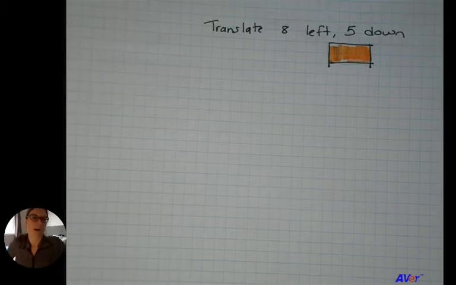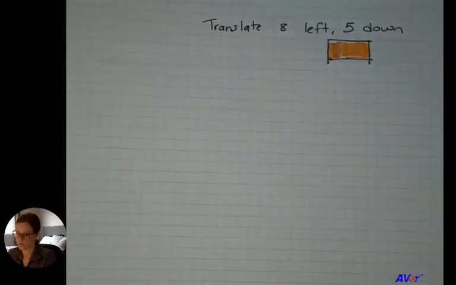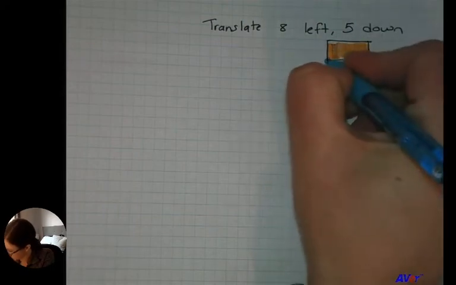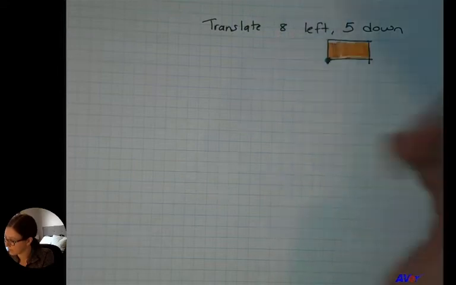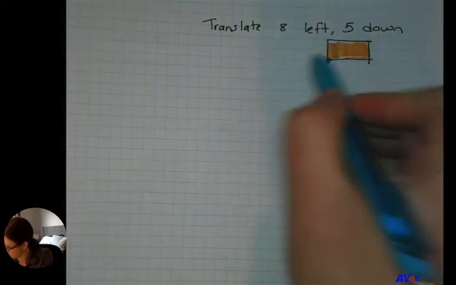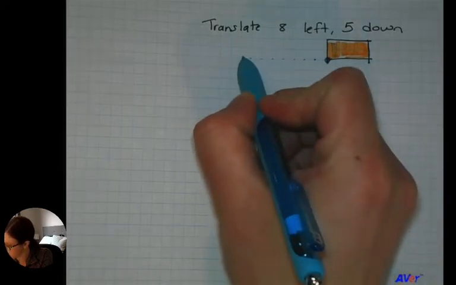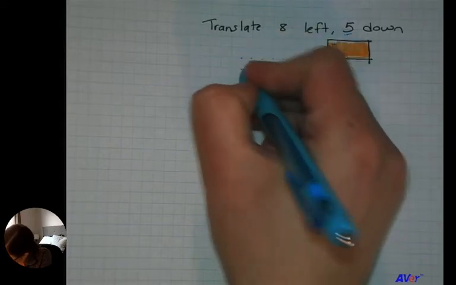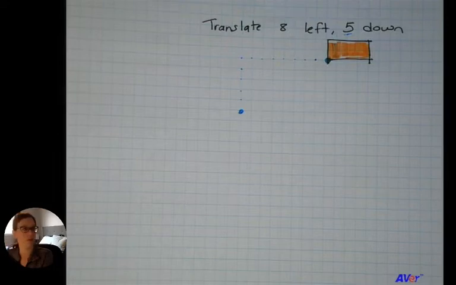But I personally find a more accurate way of doing it is translating a corner of my shape. So I'm going to show you what I showed you in class, which is to translate this bottom left corner of my rectangle. I'm going to move it 8 spots to the left. So here we go, 1, 2, 3, 4, 5, 6, 7, 8, and then 5 down, 1, 2, 3, 4, 5. And so there's where my new spot landed.